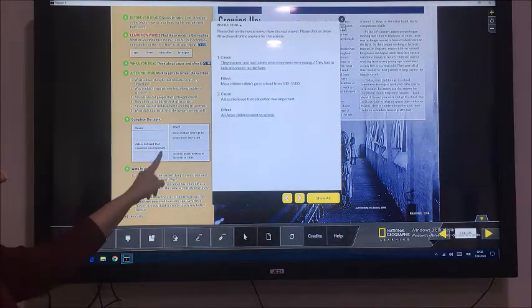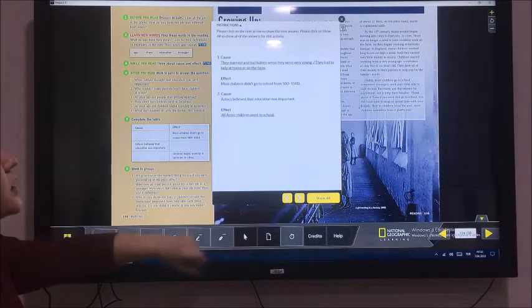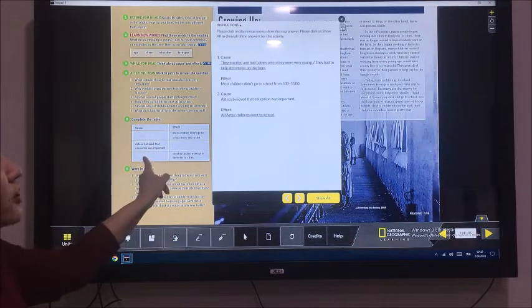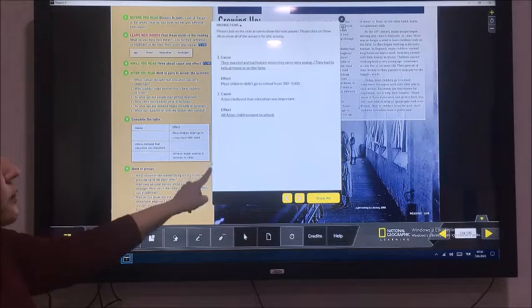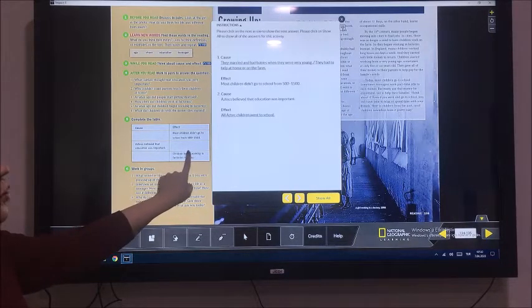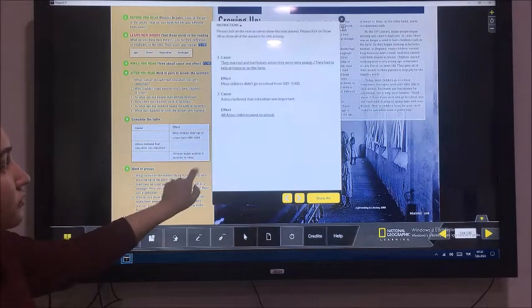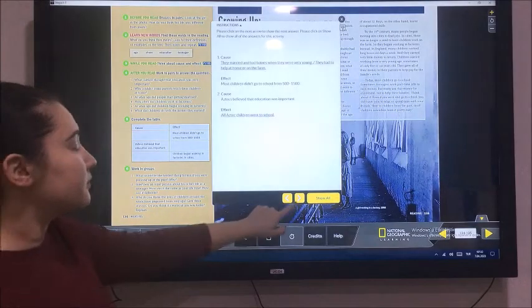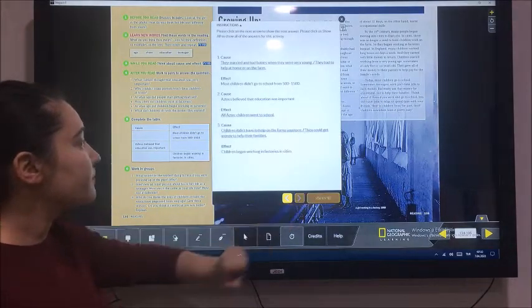In the second, you have the cause and you have to write the effect. So, Aztecs believed that education was important. That's why all Aztec children went to school. This is the effect that was brought by that cause.